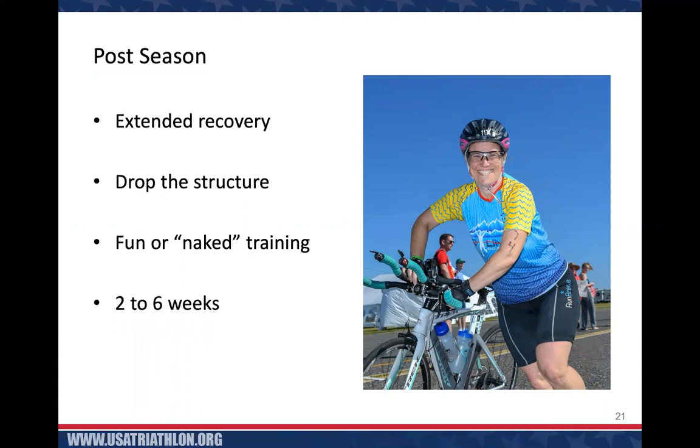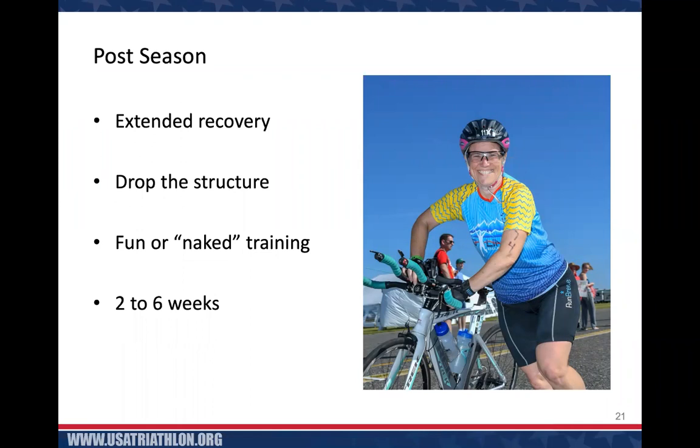This postseason period may last anywhere from 2 to 6 weeks, depending upon what you need. Especially, it may also be extended if there are any sort of injuries that you've been working through. It's a good time to get the body and mind right.